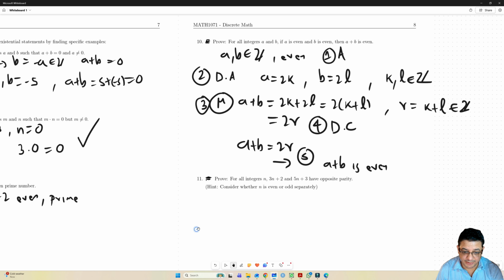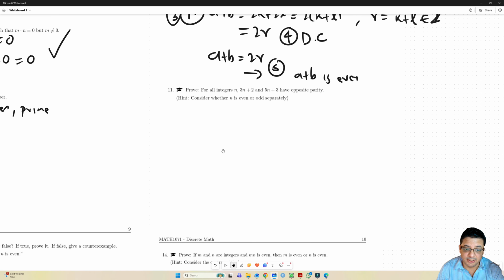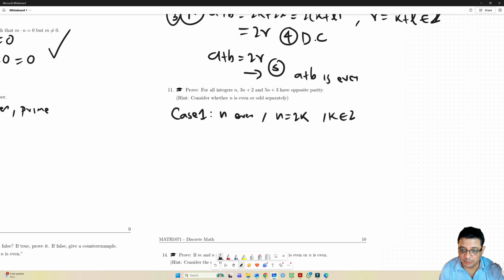Now, for question 11, it says for all integers n, 3n plus 2 and 5n plus 3 have opposite parity. Now, we've got to check if n is even or odd separately. So this is going to be one case. So case number 1, n is even. So if n is even, n is equal to 2k, right? For certain k that belongs to the integers. And 3n plus 2 is just going to be 3 times 2k plus 2.